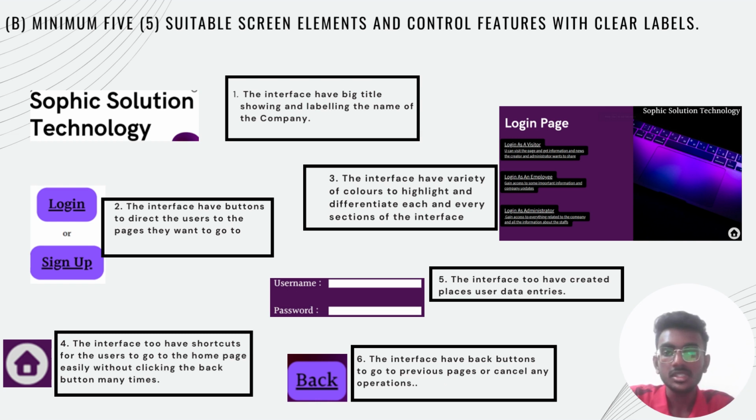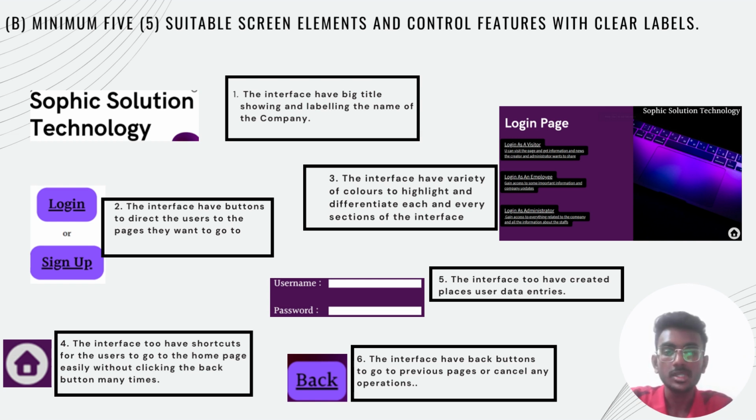And then number 3 will be that the interface has a variety of colors to highlight and differentiate each and every section of the interface. For example, if you look at the login page, the writing is white in color, whereas the buttons are with white words and black background. And on the right hand side, there's one home button down there, which is white and black, and the purple color background is just to highlight the beauty of the interface. And then following up is that the interface has shortcuts for the users to go to the home page easily without clicking the back button many times.